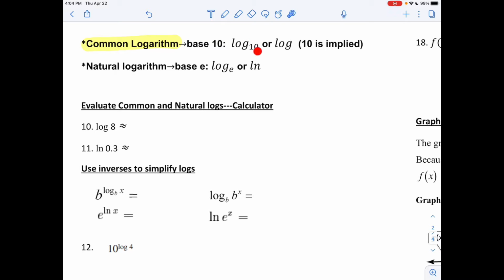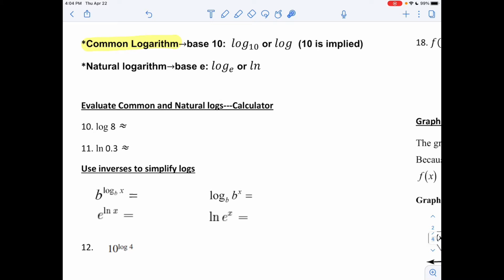So instead of writing a base of 10, you will sometimes see a log without a base at all, and the 10 is implied, kind of like a 1 in front of a variable or a 1 as an exponent if there isn't something else there.